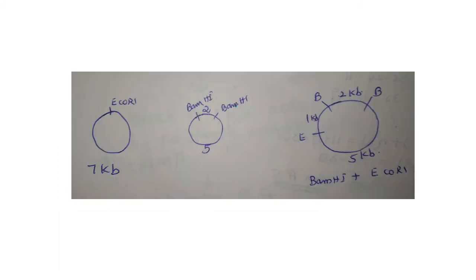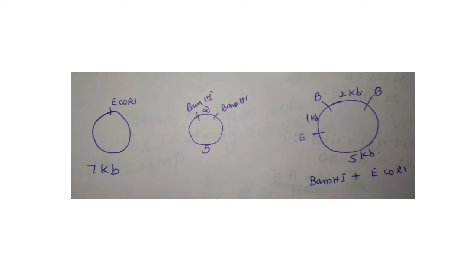Okay, they have given that when it is cut with EcoRI, you get a 7 kb band. And when it is cut with BamHI, you get a 5 kb band and a 2 kb band. And when you cut with BamHI and EcoRI, you get a 4 kb band, 2 kb band and 1 kb band. So with EcoRI, if you get only one single band, that is 7 kb, it means that EcoRI has only one restriction site on the plasmid. So the 7 kb band you will get directly.